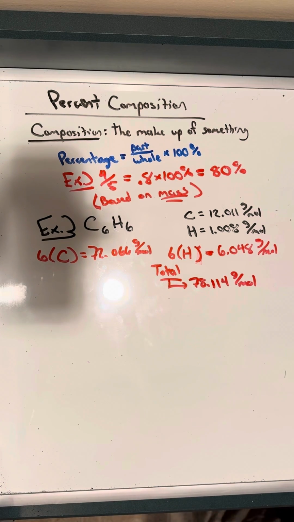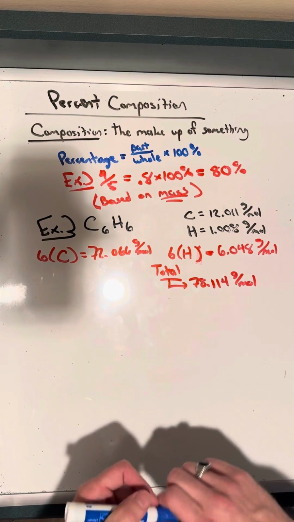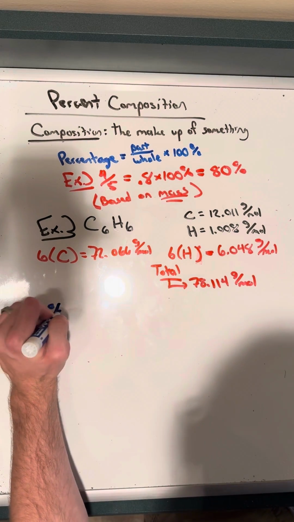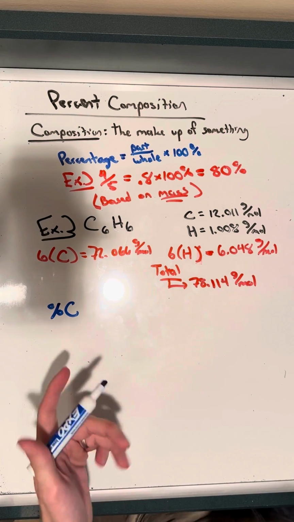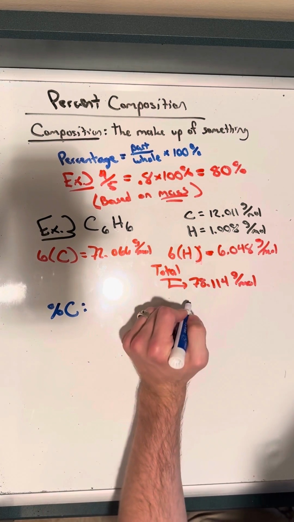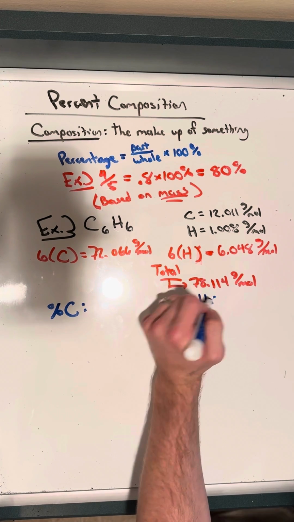But this is essentially like phase 1. I need the parts and I need the total. So that's my first phase. Now I want to find the percent. So if I want to find percent carbon, I'm going to take only carbon's information and incorporate it into my answer. And I'll repeat the same process with my percent hydrogen.